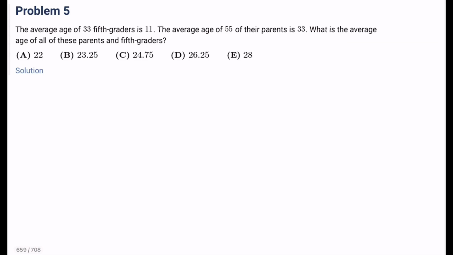Number 5. The average age of 33 fifth graders is 11. The average age of 55 of their parents is 33. What is the average age of all of these parents and fifth graders?